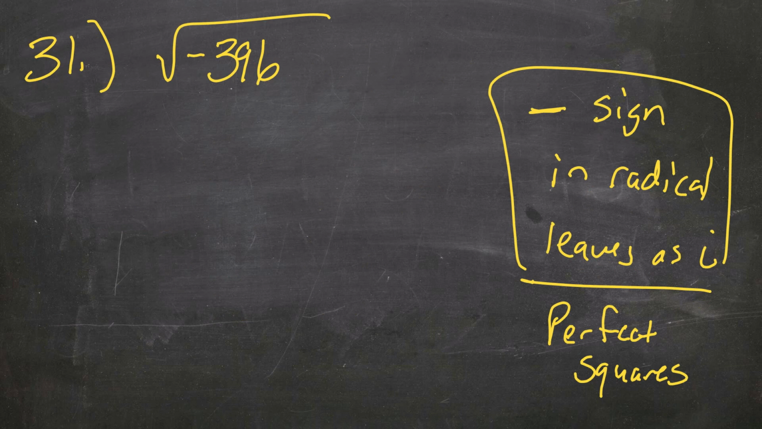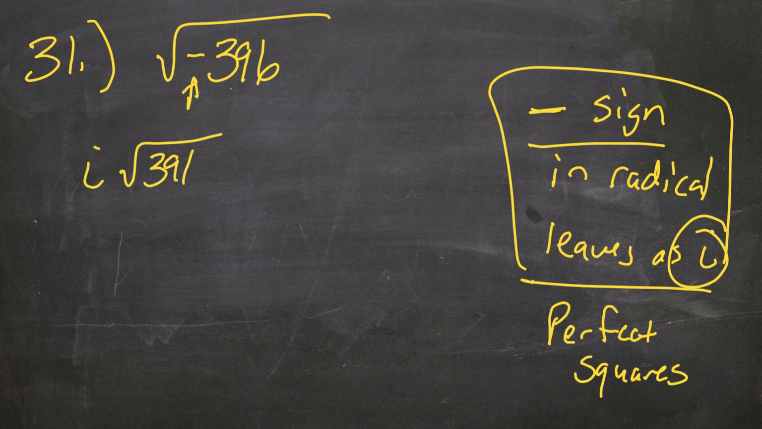All right, 31. The first thing you need to do before you do anything else is you're not allowed to have that negative inside the radical. So whenever you see a negative inside the radical, it leaves as i. So the first thing I do is I make this i radical 396.